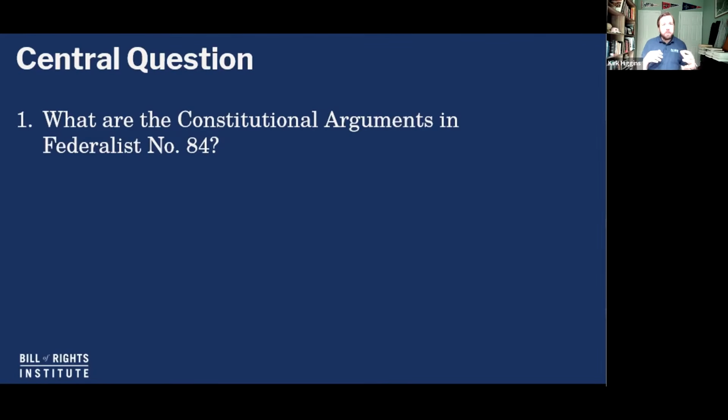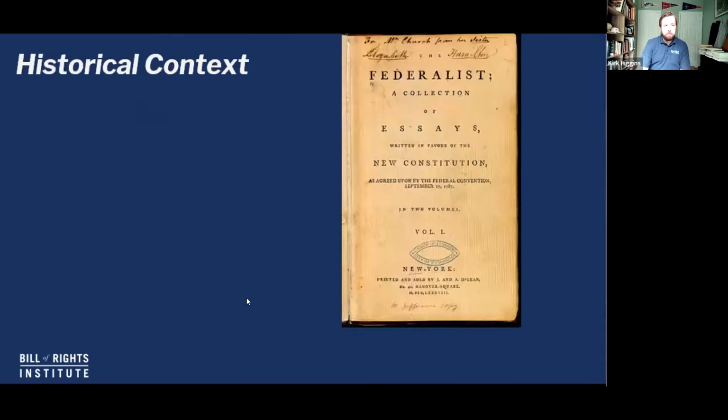There's a few different concerns that were raised that Publius is responding to, but the one that we're going to focus the most time on is about the Bill of Rights. In this paper, Publius argues against the inclusion of a Bill of Rights in the Constitution, which is pretty interesting and not something that you typically think about when you think about the Constitution as a whole. So with that, let's get a little bit of historical background.